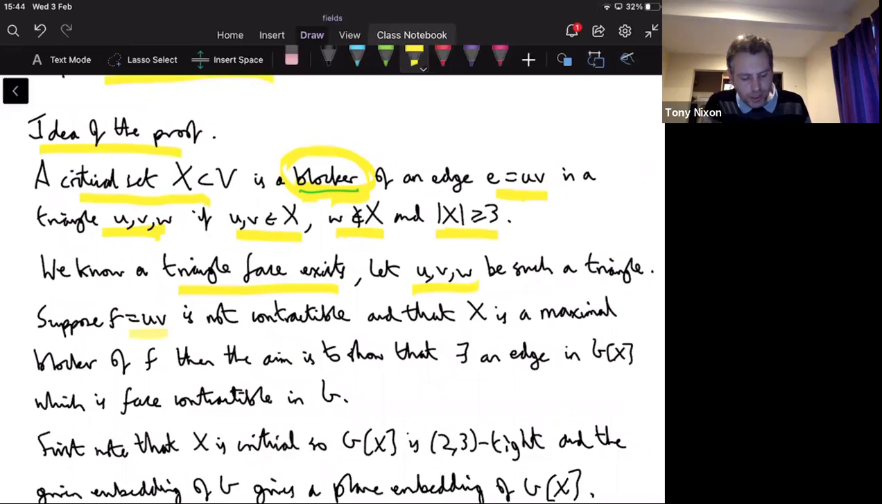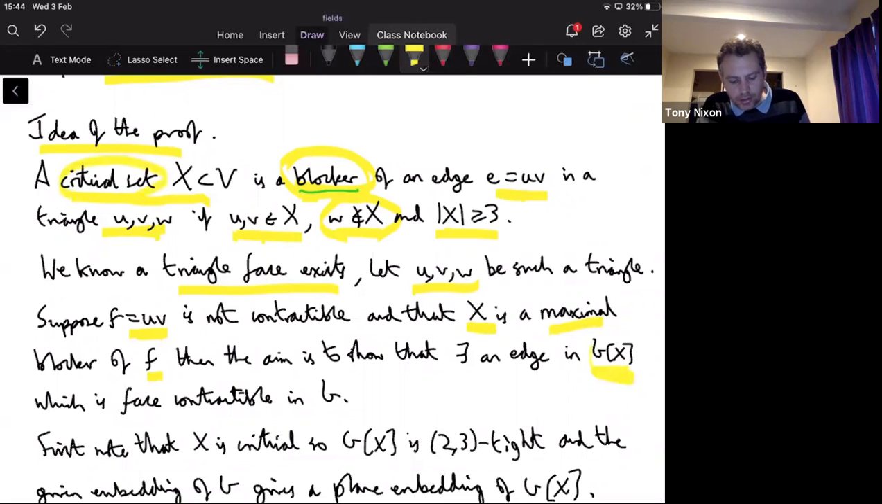Then if this particular edge UV is not contractible, then we can choose a maximal blocker, where maximal means number of vertices. So X is the largest number of vertices, such that it's a blocker for the edge UV, so such that it contains UV, not W, and is a critical set. So we pick a maximal blocker for this particular edge, and our aim is to show that we can look at the subgraph induced by this blocker X. This, by the way, is a 2-free tight graph because X was critical.